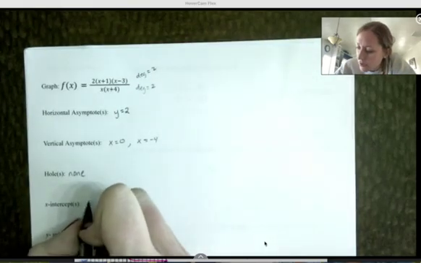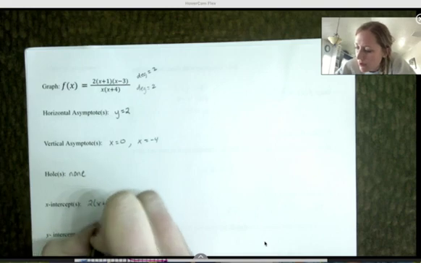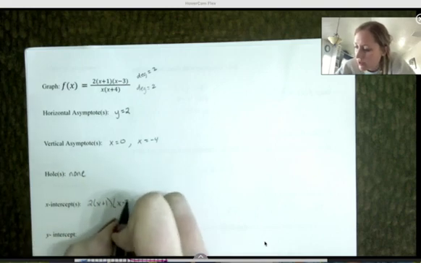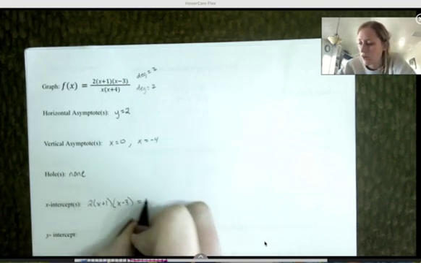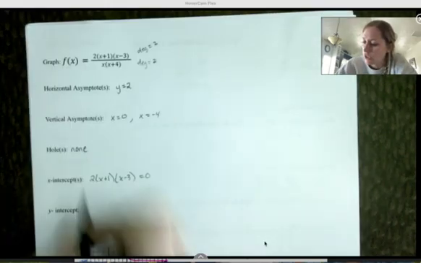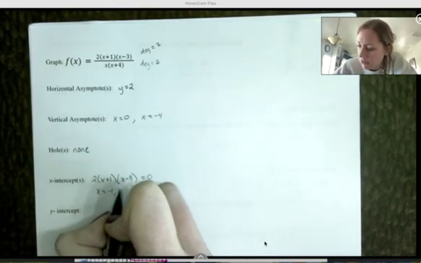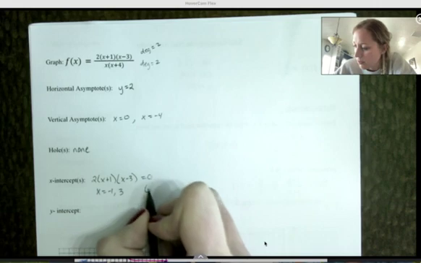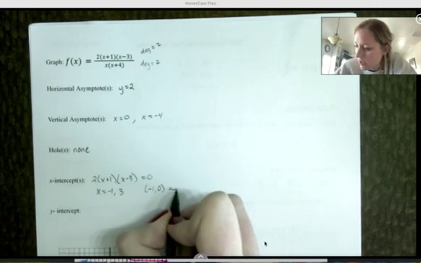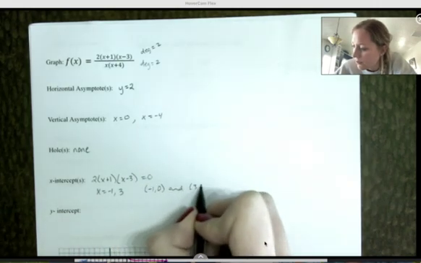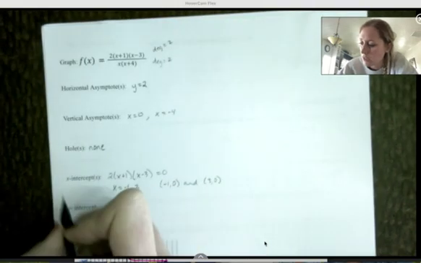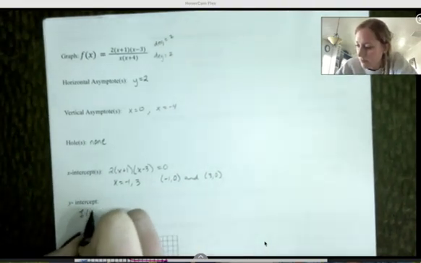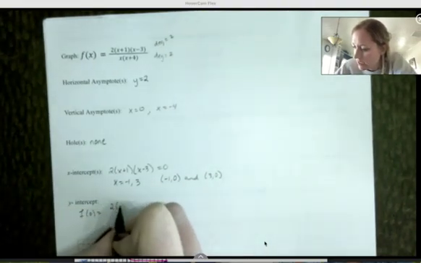X-intercept, so set my numerator equal to 0. Remember, if you have a constant in front, like this 2, that doesn't affect it at all. I could divide everything by 2. So my zeros are going to be -1 and 3. So the points -1, 0, and 3, 0. Y-intercept, plug in 0 for every x.